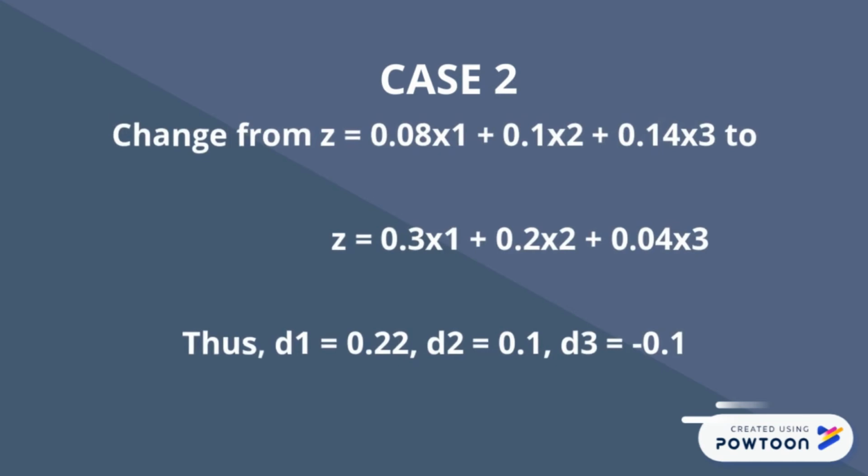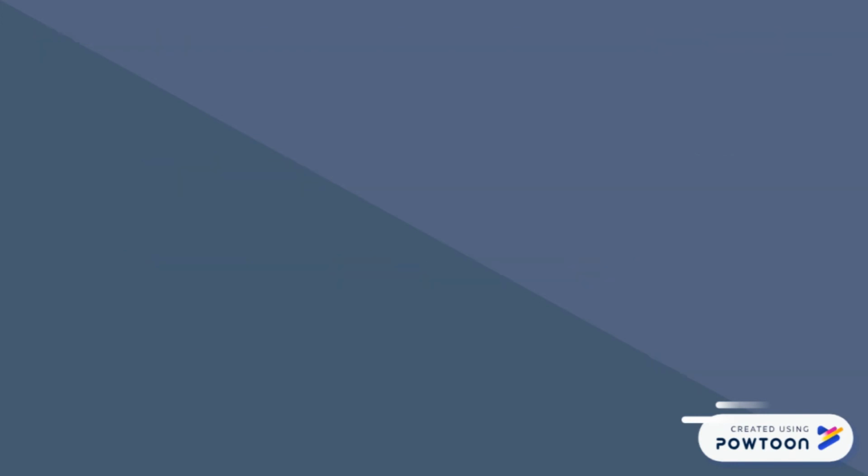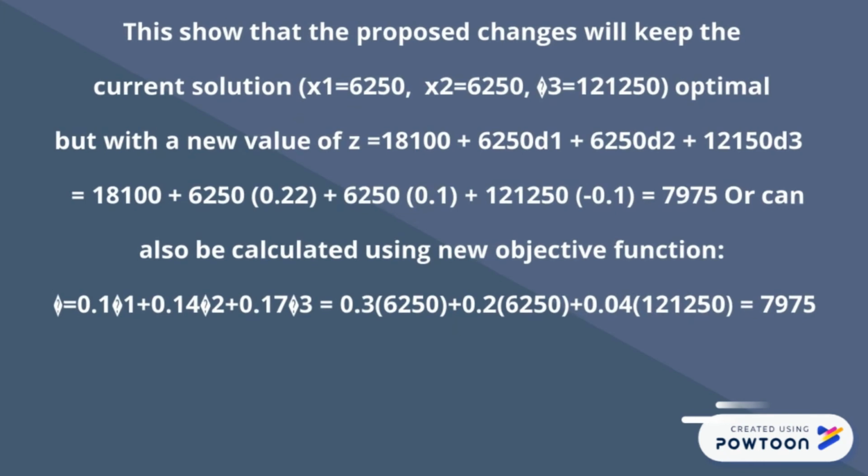For case 2, same goes to case 1. There are changes in objective function, so we need to find D1, D2 and D3. Substitute the changes into the optimality condition above and consider satisfied when NBV is greater than 0. To show that the proposed changes will keep the current solution optimal but with a new value of Z, which is 7,975.